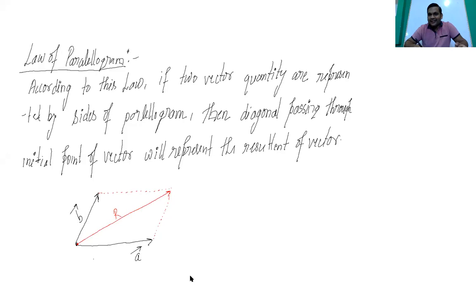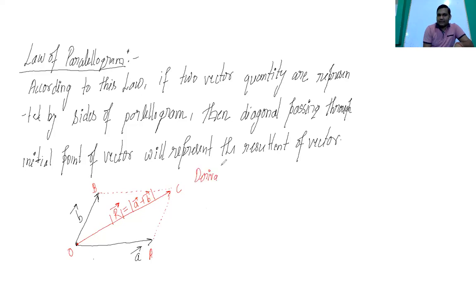So this is going to represent the resultant of A vector and B vector. This R vector can be written as the resultant of A vector and B vector. We can just derive this formula. Let's mark a point O, and this is A, this is B, and this is C. Now we can draw a perpendicular. So the derivation is there.